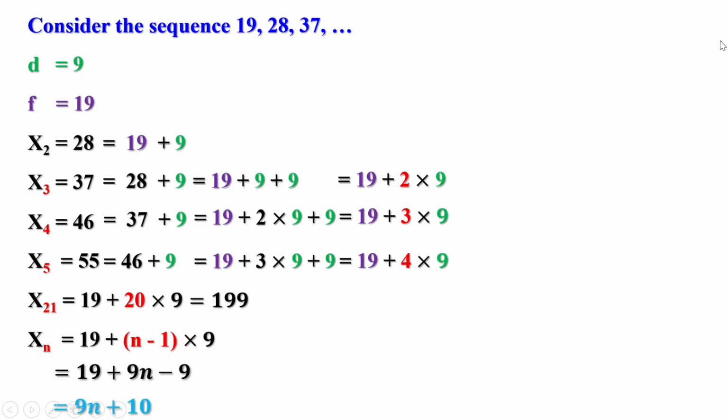Again, by putting n equal to 1, 2, 3, etc., we get different terms. When n is 1, 9 plus 10 is 19, the first term. When n is 2, 9 into 2, 18 plus 10 is 28. When n is 3, 9 into 3, 27 plus 10 is 37. So we get all the terms from this algebraic expression by giving different values for n.